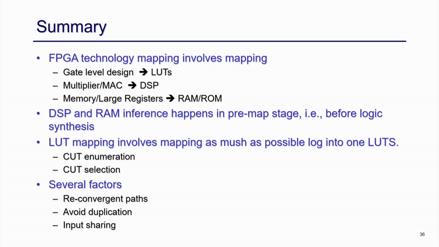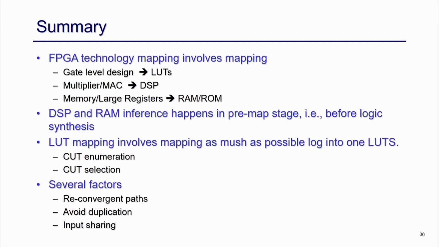And LUT mapping is a computationally hard problem, so we usually apply a heuristic-based approach, and there are two main steps here. One is cut enumeration, the second is cut selection. We also apply several other cost factors like reconvergent paths, avoiding duplication, input sharing and cut probing, just to readjust the cost and try to select the best cut. Okay. So, this is the overall summary of technology mapping for FPGA.